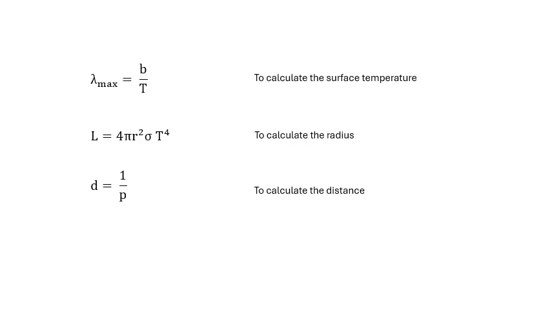So these are the 3 equations that we've looked at. Just a little summary. To calculate the surface temperature of a star, you've got Wein's displacement law. To calculate the radius, which is probably what you have to do, you use Stefan's law. And then to calculate the distance in parsecs using the parallax angle, you've got this equation here.